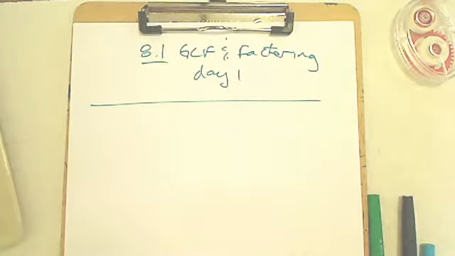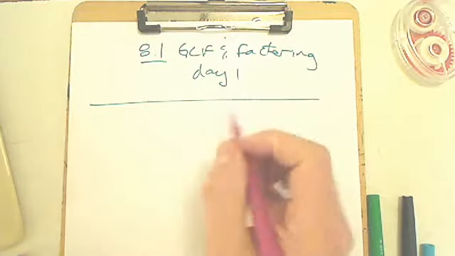No graphs this chapter. All factoring. All backwards FOIL. Remember FOIL? Distribution. It's all backwards now. We're going to be un-FOILing it.